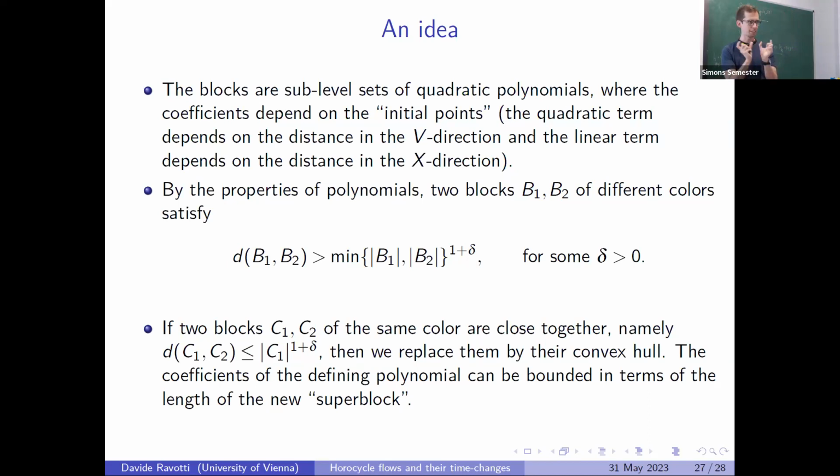Okay, so maybe I modify my collection of blocks of these colored things by gluing together blocks of the same color if they are too close. And by doing this, I have a new collection of blocks that satisfy the property that in those blocks, the divergence of the points in the group is at most sublinear. And blocks are not too close together. And they cover 99% of the time.